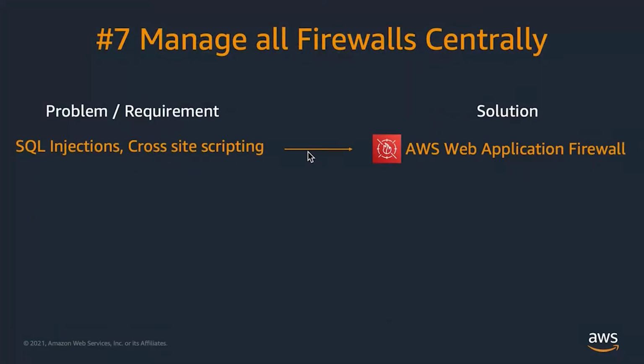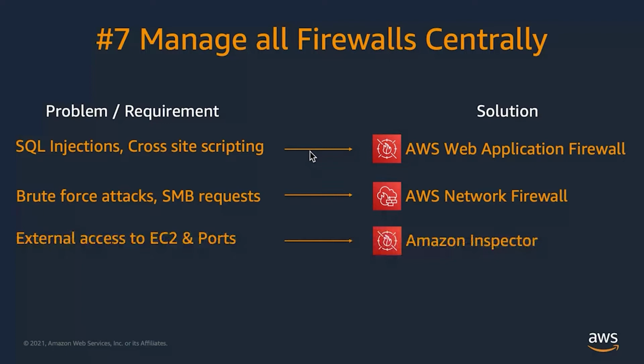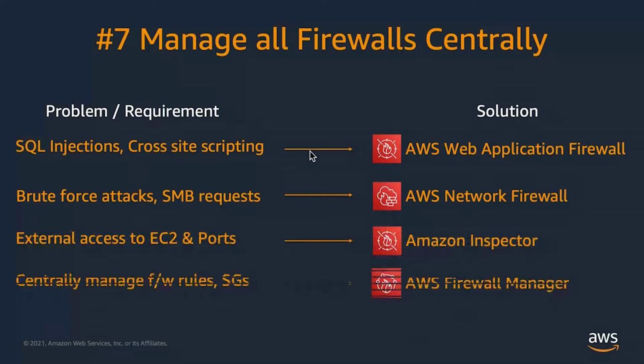Okay. Now, attackers will try to exploit vulnerabilities in your web applications. So use a web application firewall to avoid such exploits. Attackers could perform brute force attacks. So use AWS Network Firewall to inspect and filter all traffic. This is all basic hygiene, right? Identify unintended access to your EC2 instances from outside your VPC. Amazon Inspector can help you. And when you have hundreds of firewall rules, security groups, and VPCs, you need a single pane of glass to manage everything. So for this, you can use AWS Firewall Manager. It reduces your operational burden, reduces human errors, keeps it simple for you.